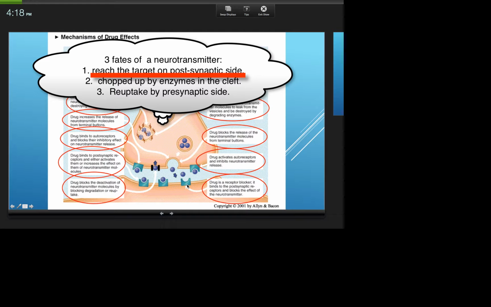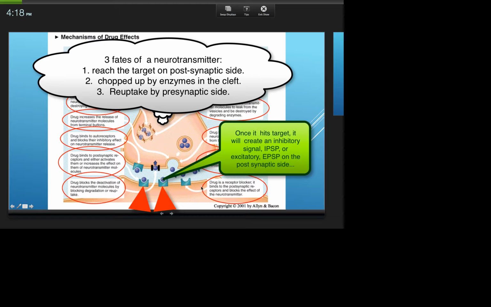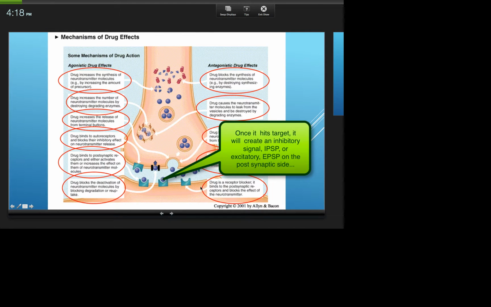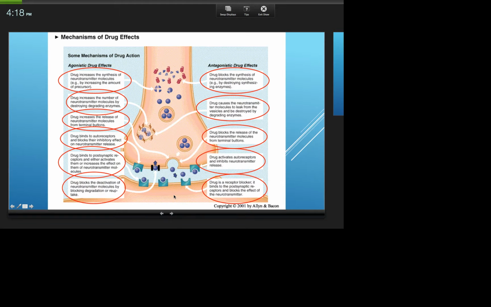Once it hits the target receptor, it either causes an excitation on the postsynaptic side or an inhibition. So that neurotransmitter, the purple sphere you see there, comes and binds right here, then something happens on the other side. That's basically it. The presynaptic button is responsible for delivering the neurotransmitter to the other side. It starts the whole process.